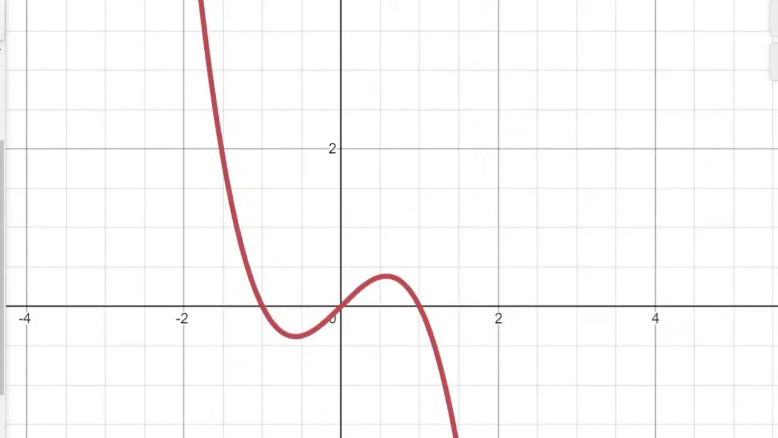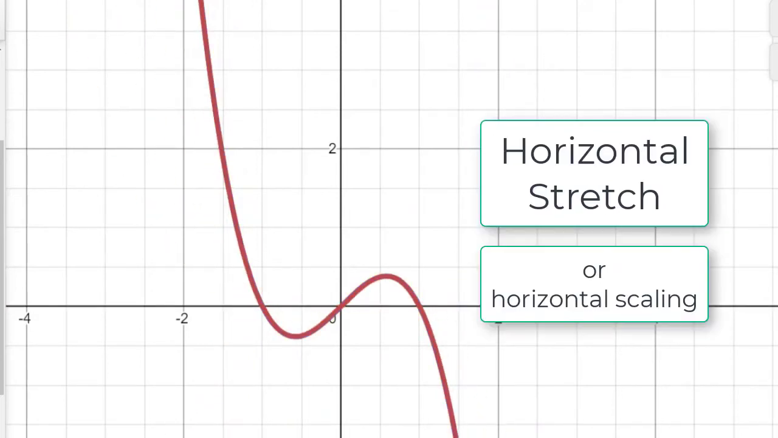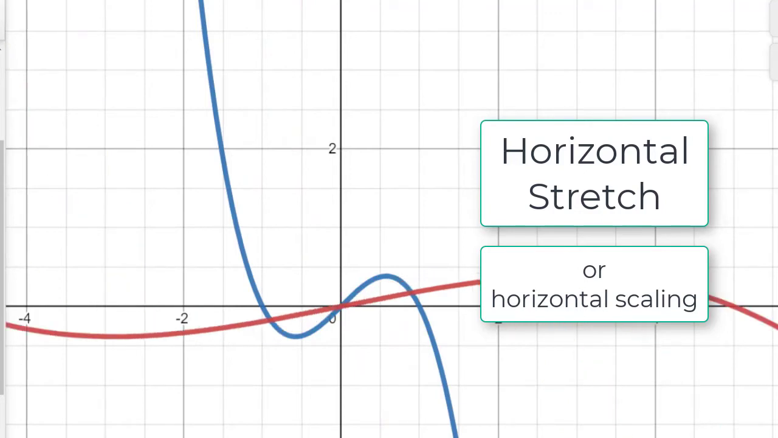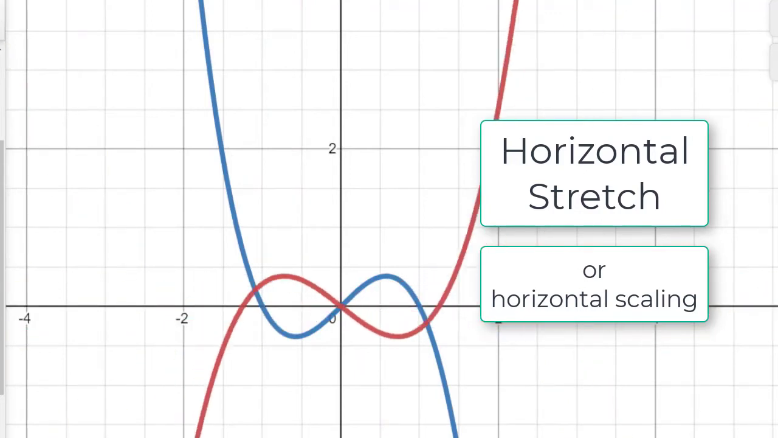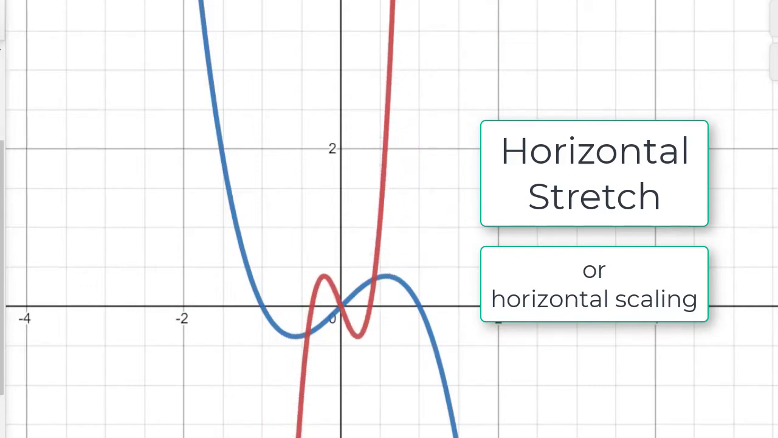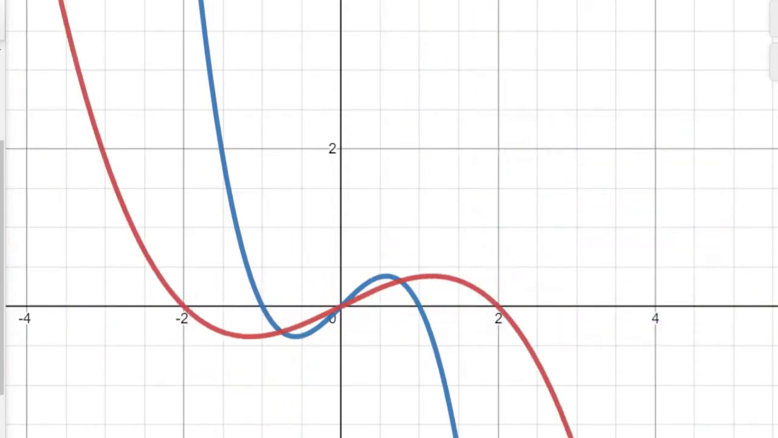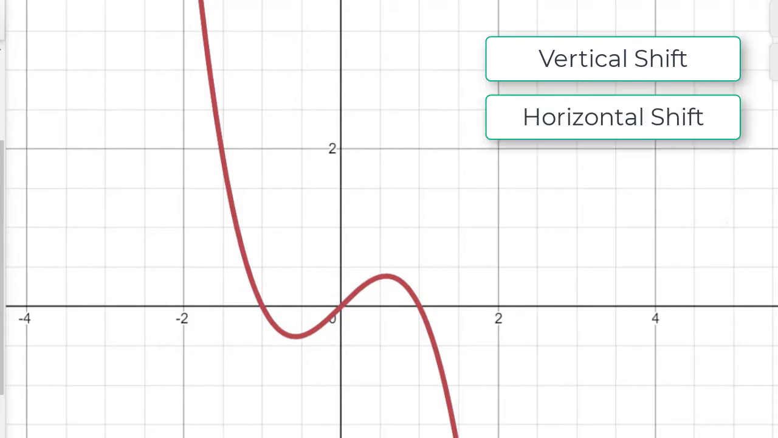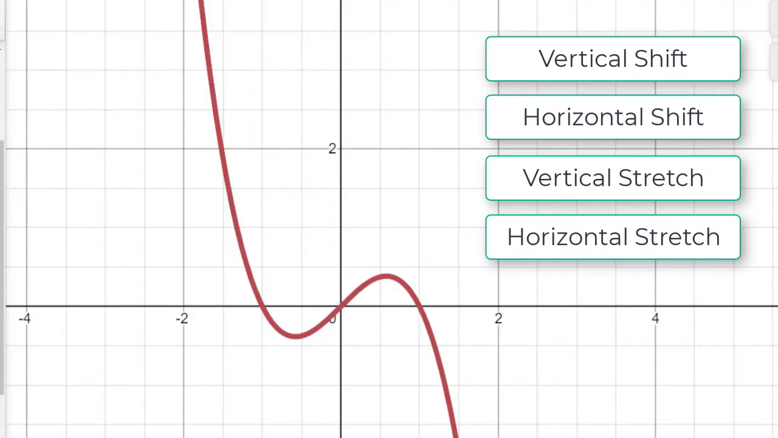And the fourth type of transformation that we'll talk about is the horizontal stretch or horizontal scaling. And you can see I can end up squishing the function, or I can spread it out horizontally, and it has the same property as the vertical one, where if I go very far, it actually gets inverted. So these are the four different types of transformations that we'll be looking at: a vertical shift, a horizontal shift, a vertical stretch, and a horizontal stretch.